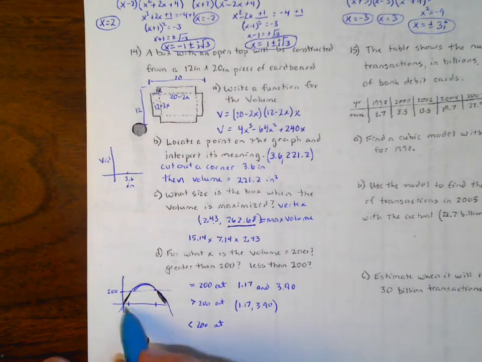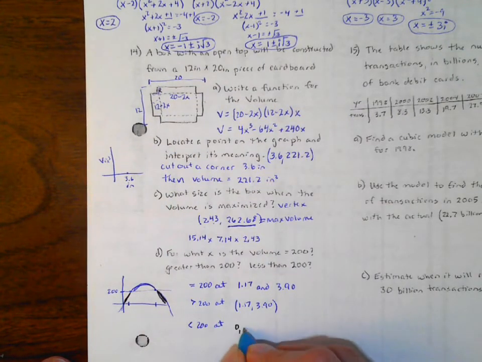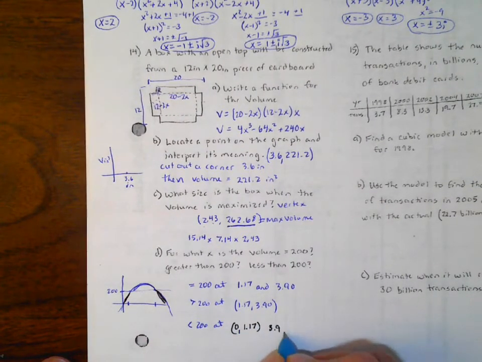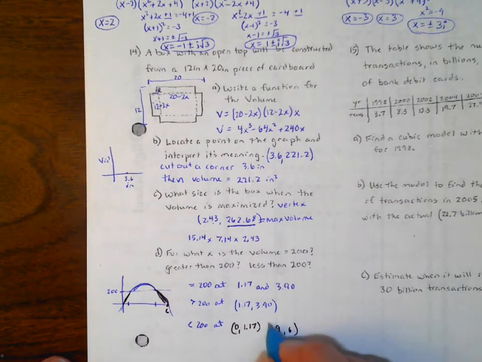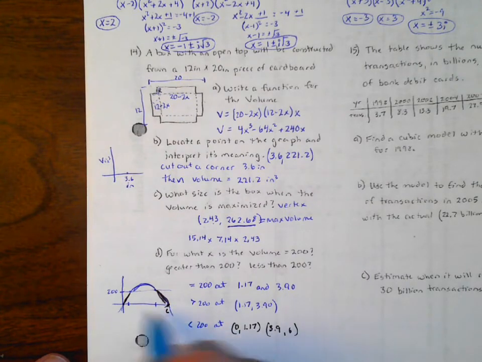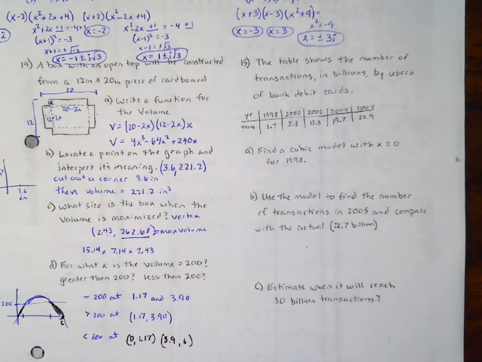So you really can't go negative with an x, right? You can't have a negative distance. So we're going to stay from 0 to 1.17 and from 3.9 all the way down here to 6. You could say we have to stop there because we can't go negative with our volumes and so forth. Those are restrictions. Last problem here for the chapter.